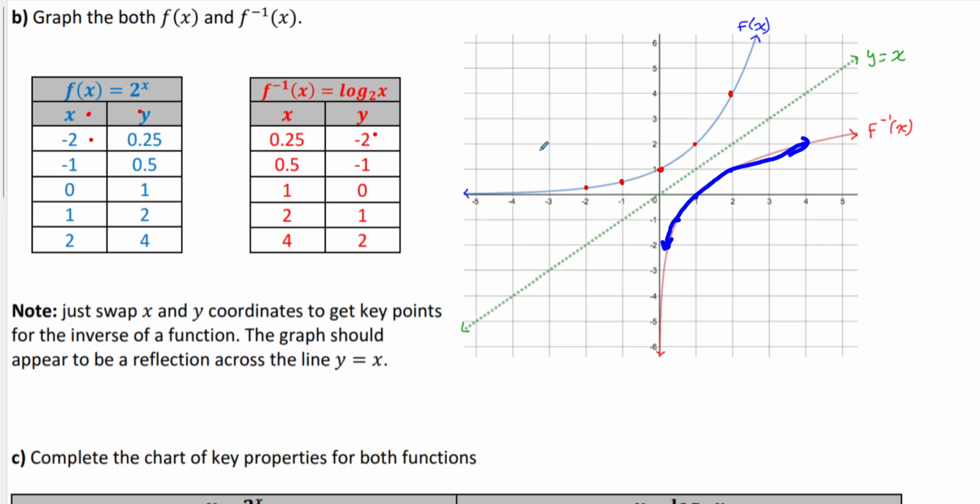When it comes to inverse functions, it's always y equals x. That's the definition of an inverse function.